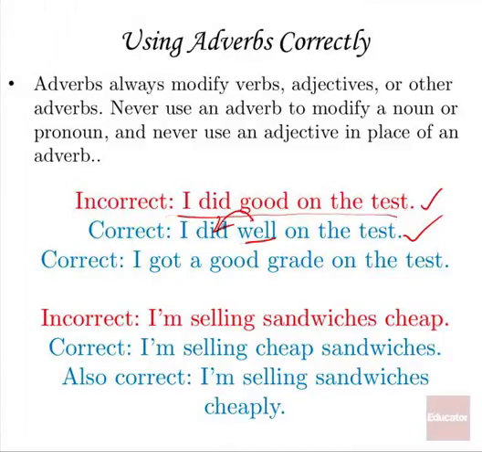It is also correct to say, I got a good grade on the test, because good is now modifying grade, which is a noun. So you can use an adjective like good on grade. All right. Now, I've heard this one before.